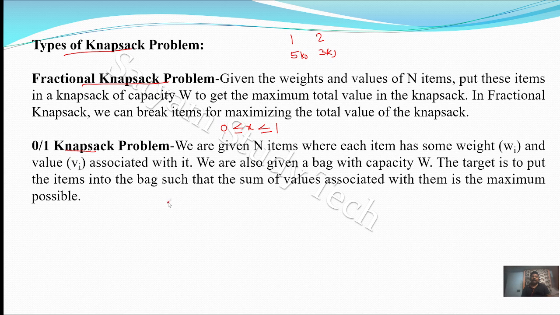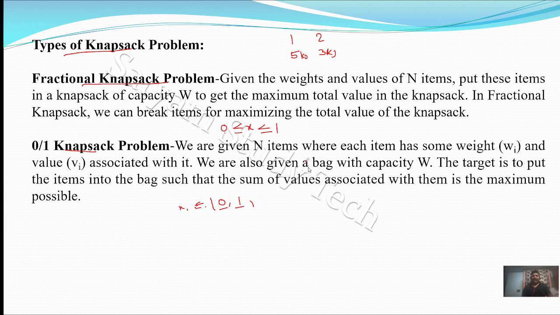For example, the items are a fridge, a washing machine, a scanner and a printer. These are the objects. You can carry the complete object or you can ignore that object. You cannot take fractions. That's why the x value is either 0 or 1. 0 means you do not choose that particular object. 1 means you take that object and store it in the bag. So the x value is 1. So xi belongs to {0, 1}.